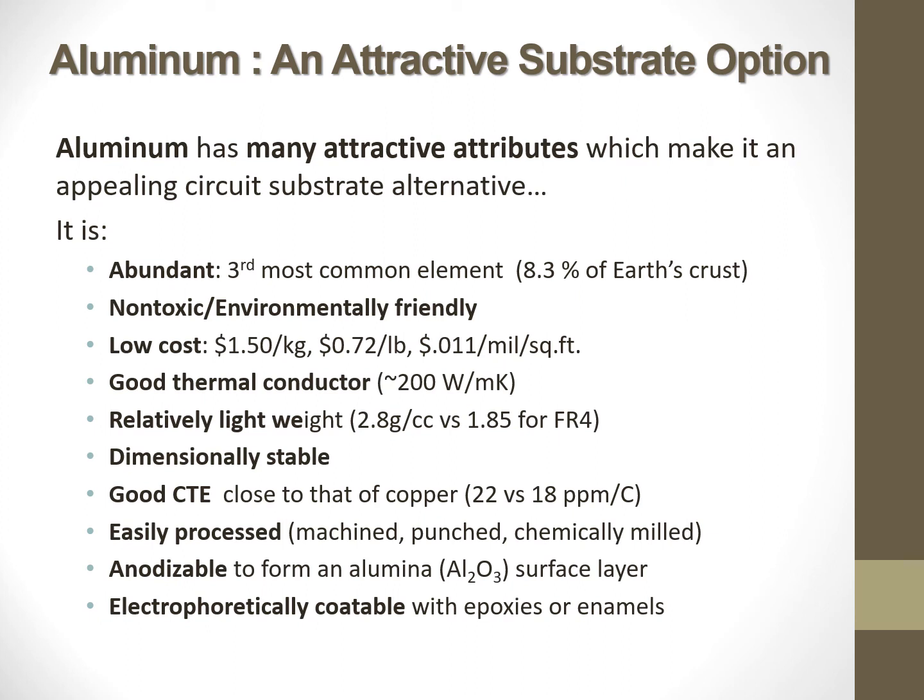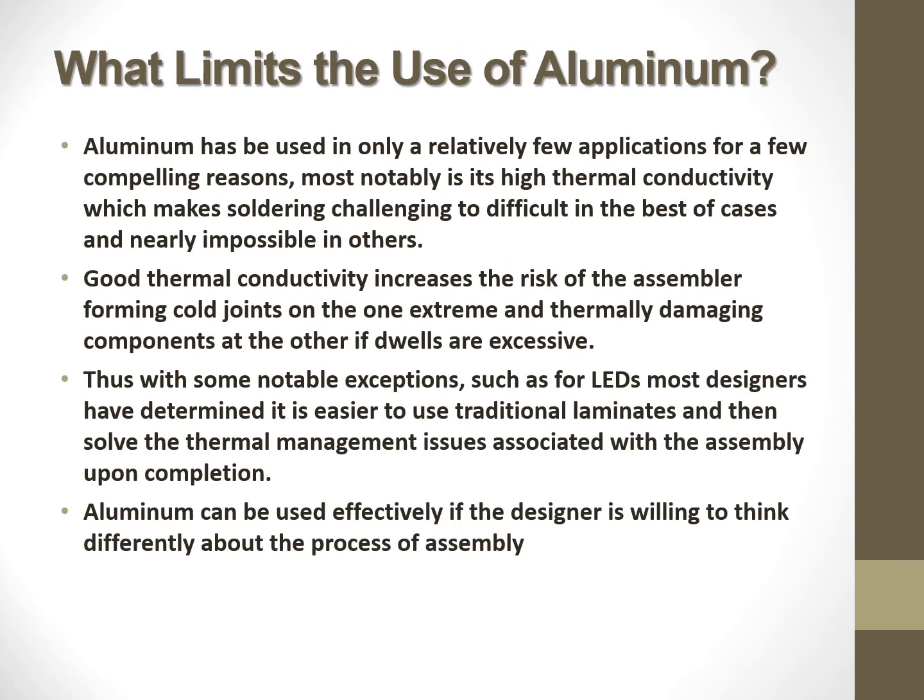It is a metal, so it is dimensionally stable, which, when you're building composite materials, there's always a degree of uncertainty. It has a CTE that is relatively closely matched to that of copper. It can be processed simply using machining, punching, chemical milling. You can anodize it to form an alumina on the surface. You can also electrophoretically or electrostatically coat it with epoxies to put an insulating layer over the top of this thing.